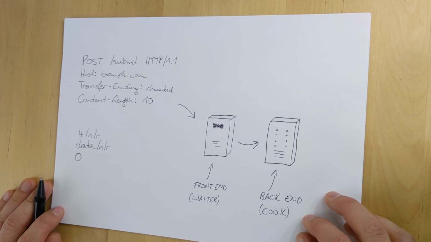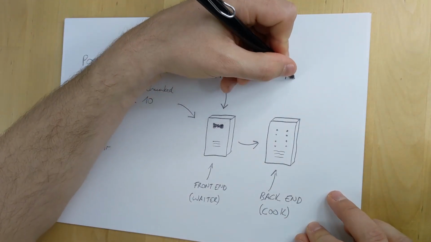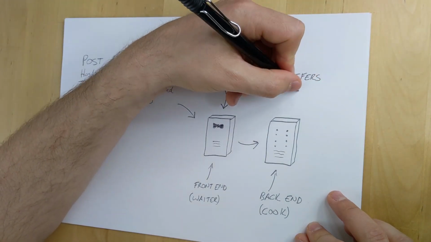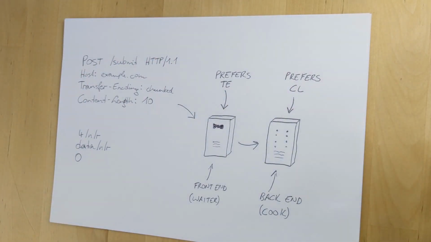In this case, the front-end server, our waiter, prefers the Transfer-Encoding header. It waits for the last chunk, the 0, and forwards it to the backend. And the backend prefers, against the standard, the Content-Length, and processes until there.